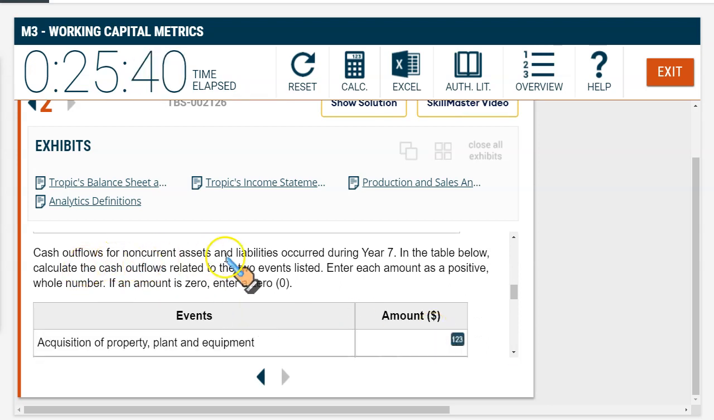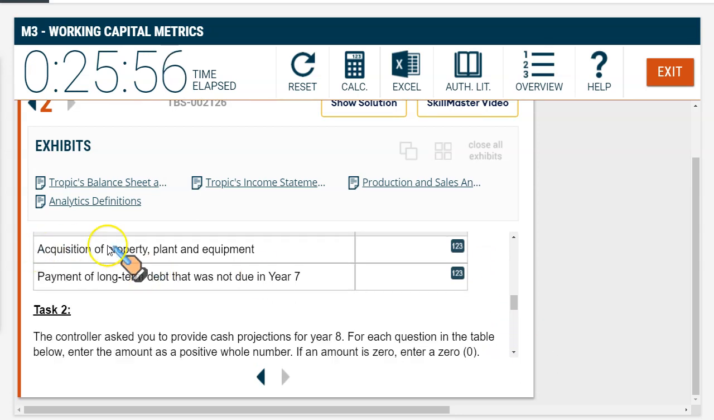Cash outflow for non-current assets and liabilities occurred during year 7. In the table below, calculate the cash outflow related to the two events listed and enter each amount as a positive whole number. If an amount is 0, enter 0. Okay, let's see what we have first. Acquisition of property, plant and equipment. So this would involve the use of your balance sheet.